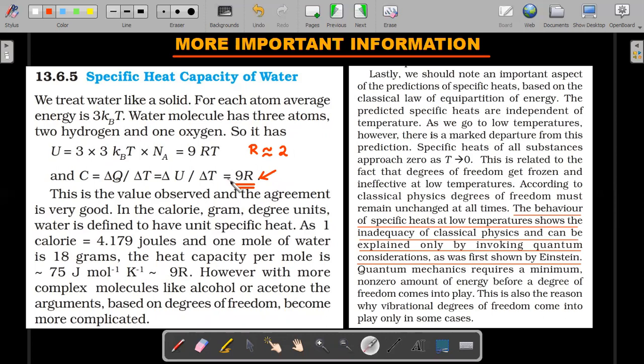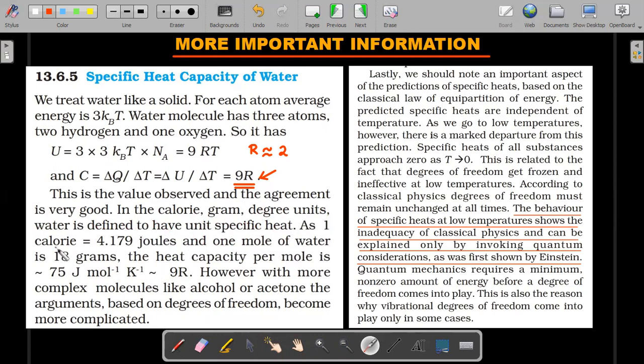And 9R, if you convert it, this is a very nice way of remembering the discussion about calorie. In the calorie, gram, degree units, water is defined to have unit specific heat. That's how the calorie is defined. 1 calorie is defined as the heat given to 1 gram of water to raise its temperature from 14.5 to 15.5, that is 1 degree centigrade. So all these units should match.